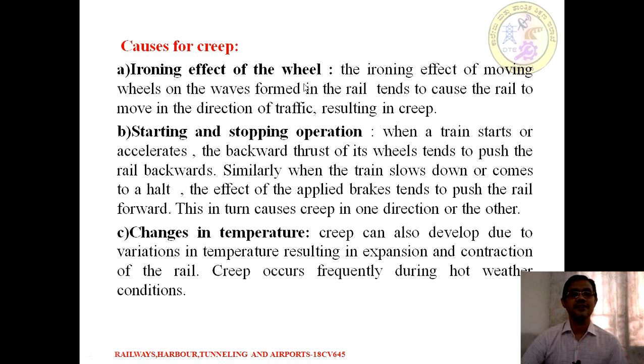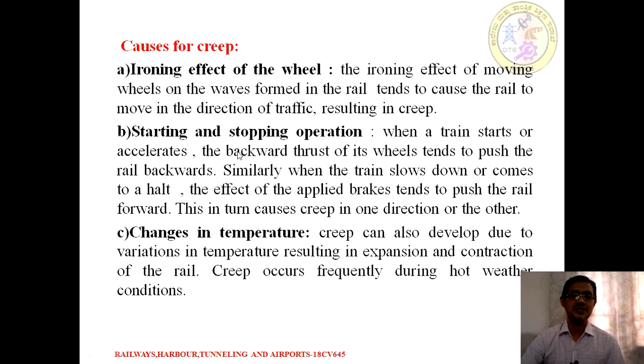First is the ironing effect of a wheel. The ironing effect of a wheel is nothing but, whenever we have a moving wheel on the rail, waves are formed in the rail. It tends to cause the rail to move in the direction of traffic, resulting in the form of creep. So, that is called the ironing effect.